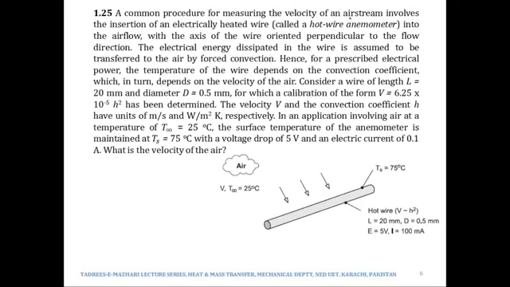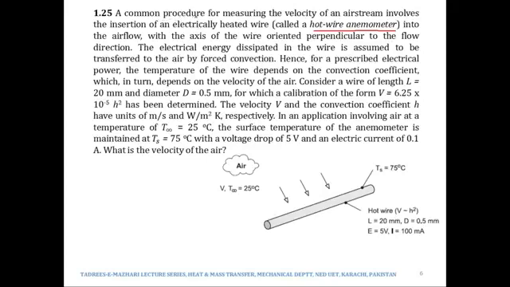So over here we would be involved in the business of measuring the velocity of air. It involves the insertion of an electrically heated wire called a hot wire anemometer. And as many of you would know, the device which is used to measure the velocity of air is called an anemometer. There are various types of anemometer.